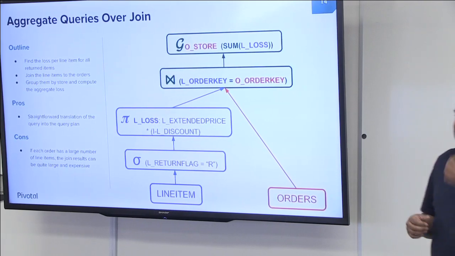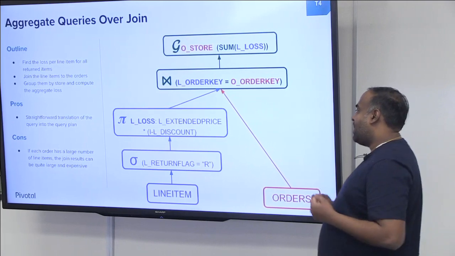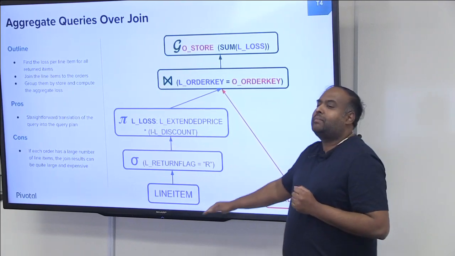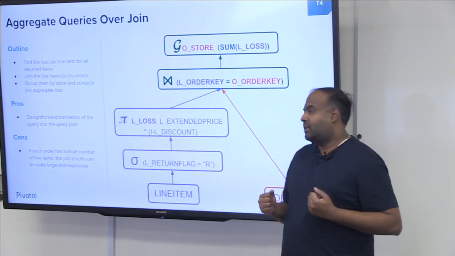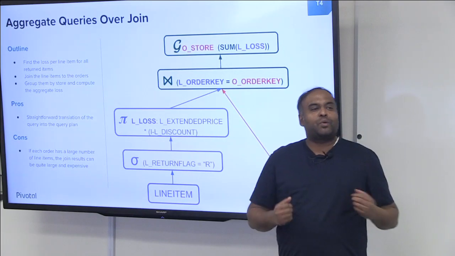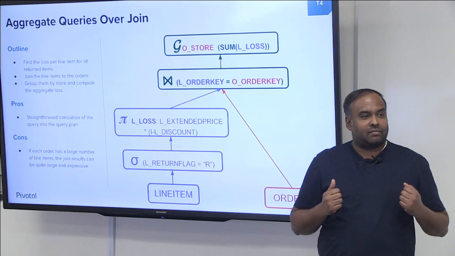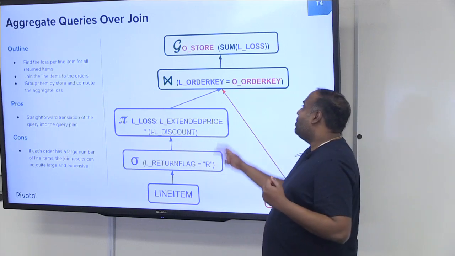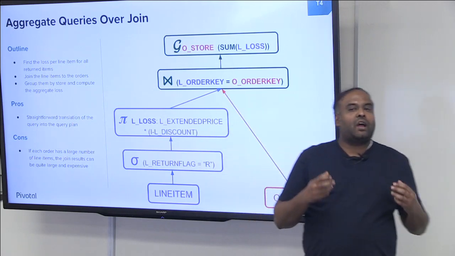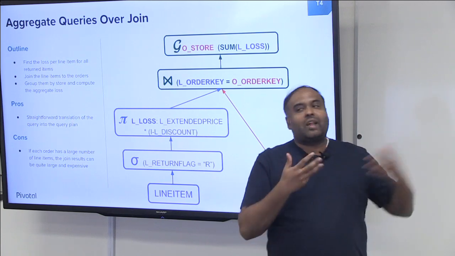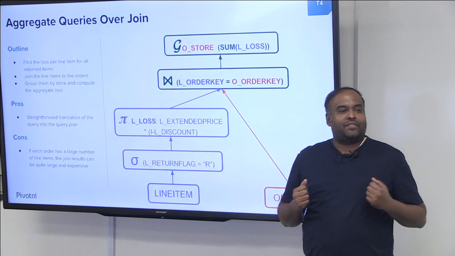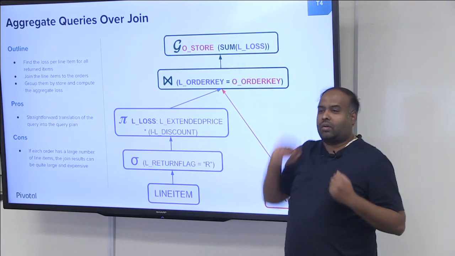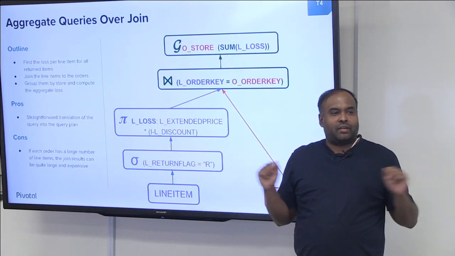So how could you do it in a naive or straightforward way? Each item, you will scan through them and find out which are the items that got returned. And then you say, for those items, I'm going to compute what is the loss that I made. And then I'm going to join them with the order to find out which stores got these returns. And then I'm going to sum up the losses. And that is my loss based out of that store. That's a very simple query.